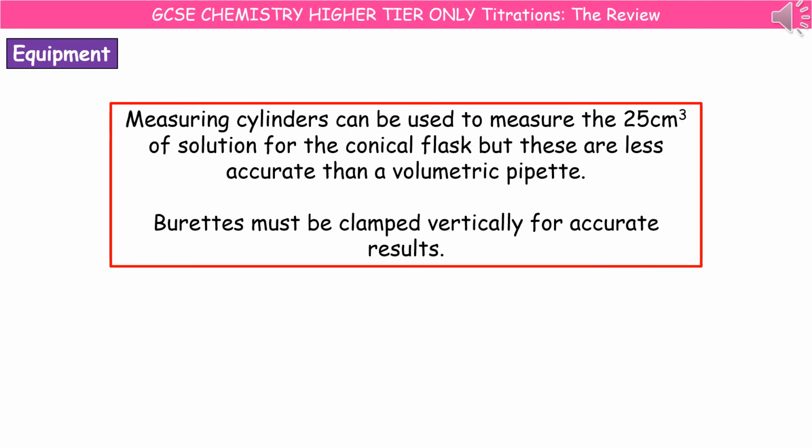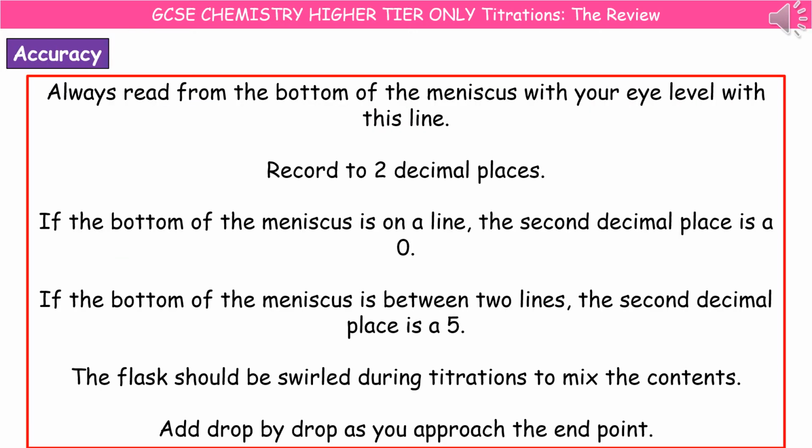In terms of the equipment choice, we could use measuring cylinders to measure our 25 cm³ for the conical flask, but that's obviously way less accurate than a volumetric pipette. So if they give you a method where someone's used a measuring cylinder and asked for an improvement, use a volumetric pipette is fantastic. We also need to make sure that the burettes are clamped vertically, because if it's on a slight angle, then obviously that's going to give us inaccurate results as well. Just a couple of other points on the accuracy.